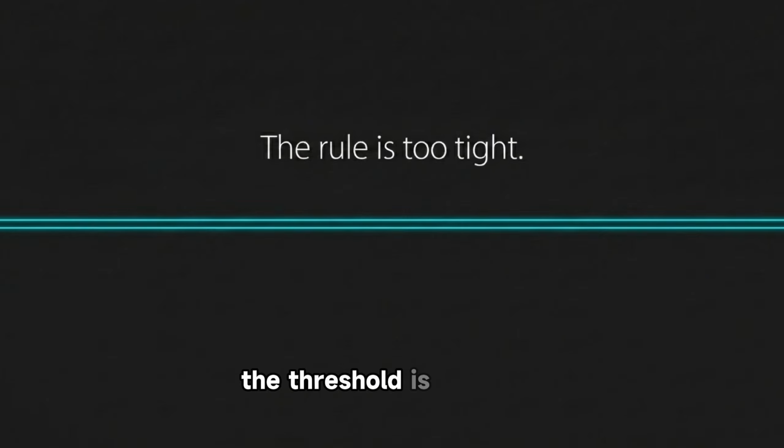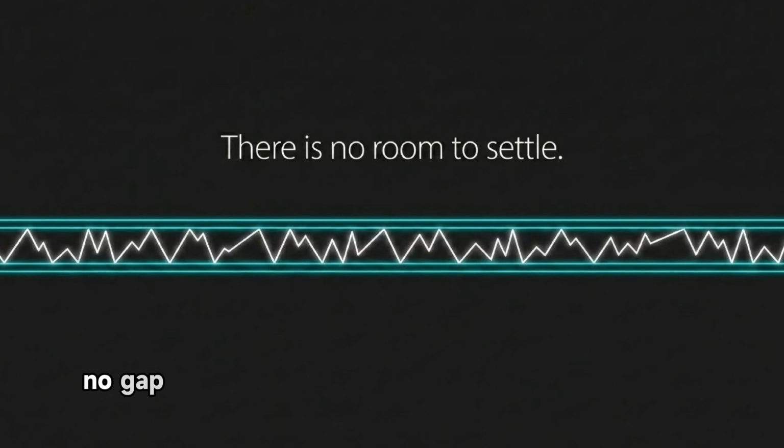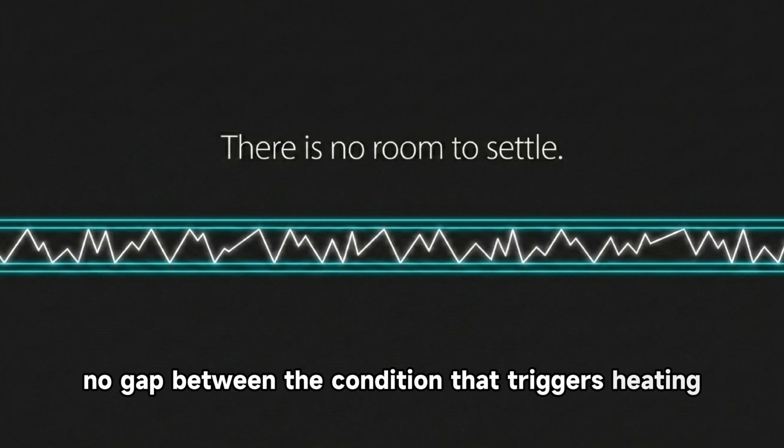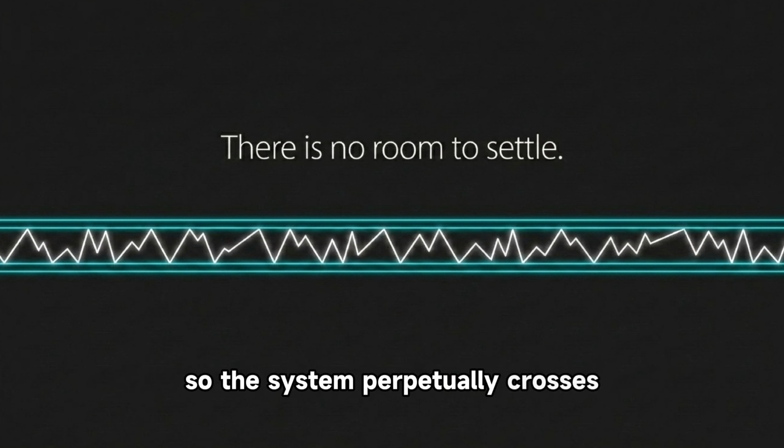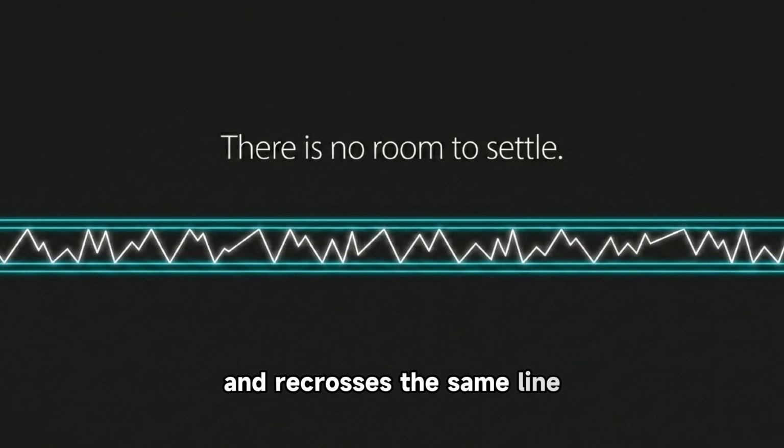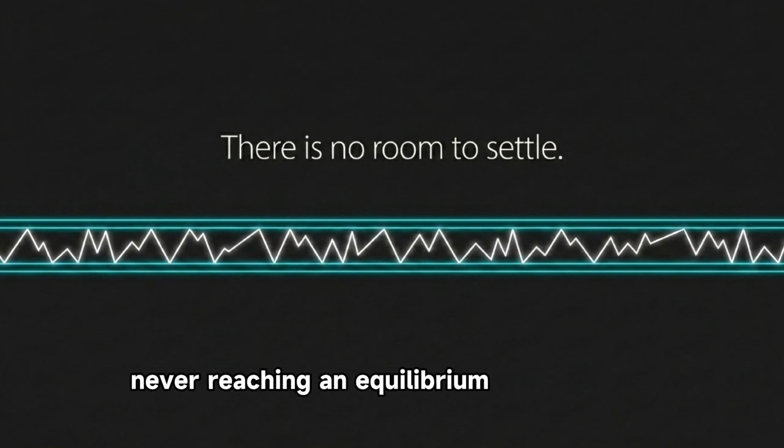The threshold is too tight. There is no gap between the condition that triggers heating and the condition that stops it. So the system perpetually crosses and recrosses the same line, never reaching an equilibrium it can stay in.